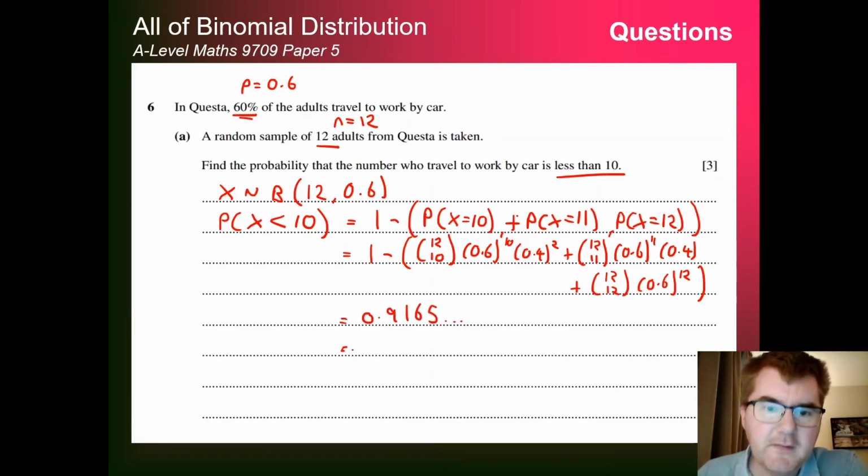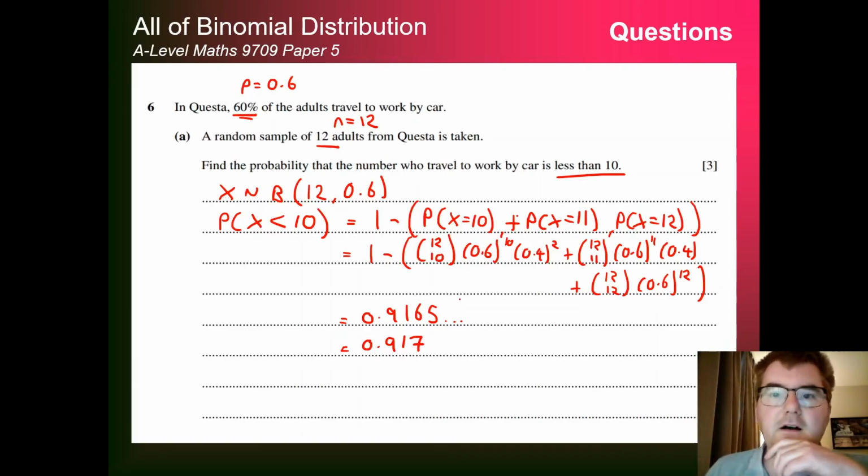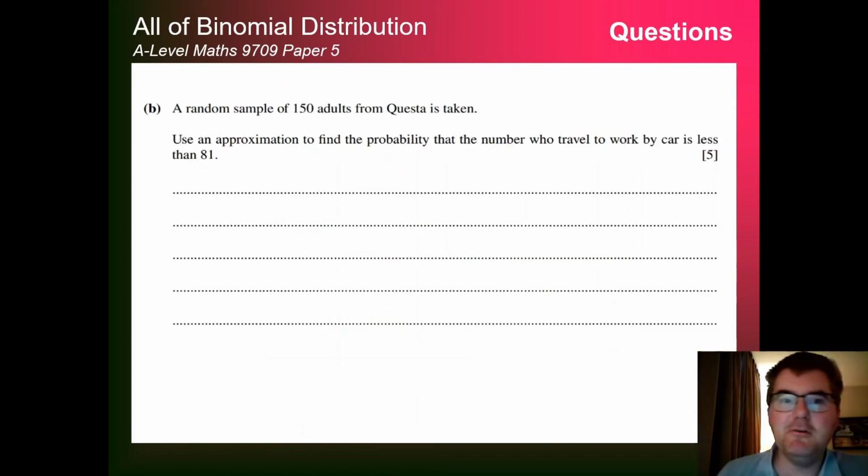0.9165... So 0.917, and that gives us the 3 marks here as well. So you really need to bash through these questions so you have more time for the next part. And it's the approximation question.